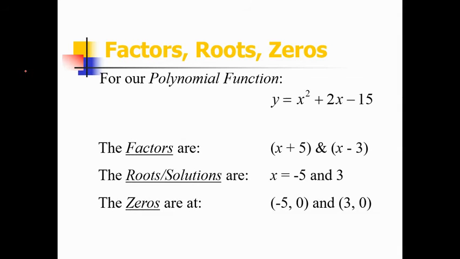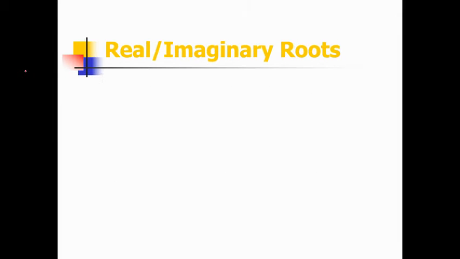For our polynomial function, y equals x squared plus 2x minus 15, your factors are when they're in the parentheses with the x value, x plus 5, x minus 3. Your roots or solutions are x equals negative 5 and 3. In other words, we set our factors equal to 0. We found out what the x's are. And the zeros, or the x-intercepts, are at negative 5, 0, and 3, 0. So the zeros and the x-intercepts go together, roots and solutions go together, and your factors are actually the whole x plus 5 and x minus 3.